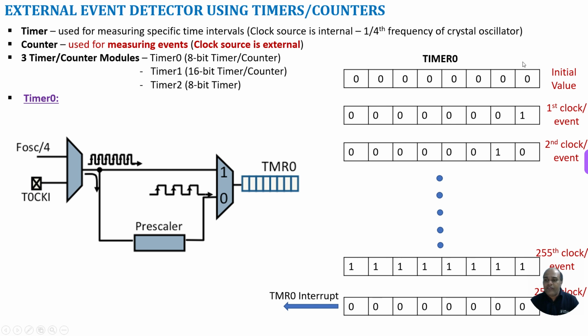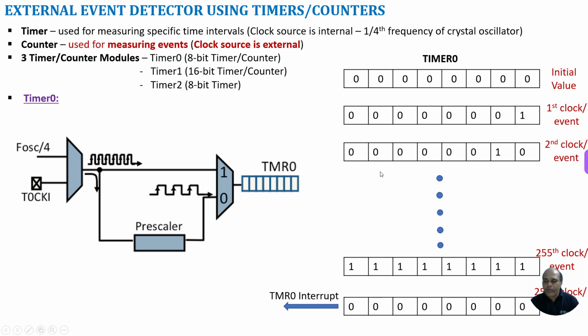And whenever an event happens, the incrementation of the value takes place in the timer register. When the first event happens, the value will change from 0 to 1. Second event, it goes to 1, 0. Like that it goes on. So subsequently we can count 256 such events. On occurrence of the 256th event, the timer register overflows. This causes an interrupt to occur, so it can intimate the CPU that the timer register has overflowed.